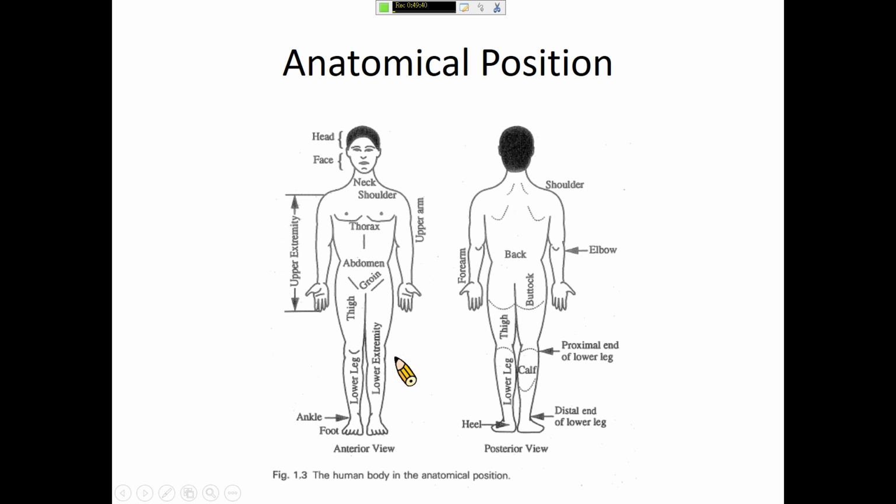Lower extremity is here. This is foot. Lower leg, thigh or upper leg. Lower leg is sometimes also called shank. So the entire thigh plus lower leg plus foot is called lower extremity.